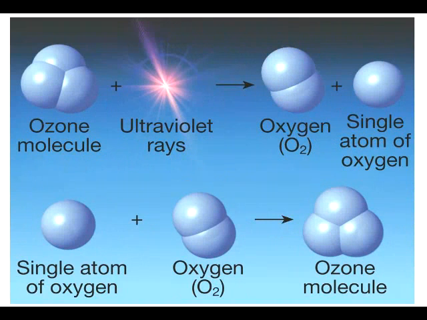Ozone is sustained by reactions that involve the absorption of ultraviolet radiation. One ozone molecule absorbs ultraviolet radiation and is broken up into an oxygen molecule and an oxygen atom. The unstable oxygen atom combines again with an oxygen molecule to form ozone.